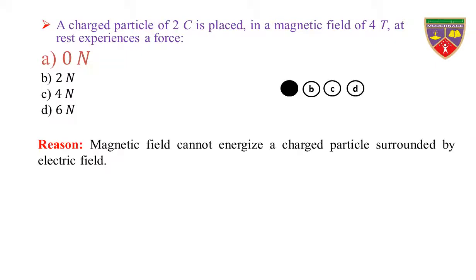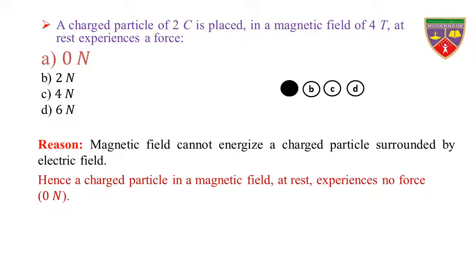Reason: a magnetic field cannot energize a charged particle at rest, unlike an electric field. Hence, a charged particle in a magnetic field at rest experiences no force, which means that the force acting on the particle is 0 Newton.